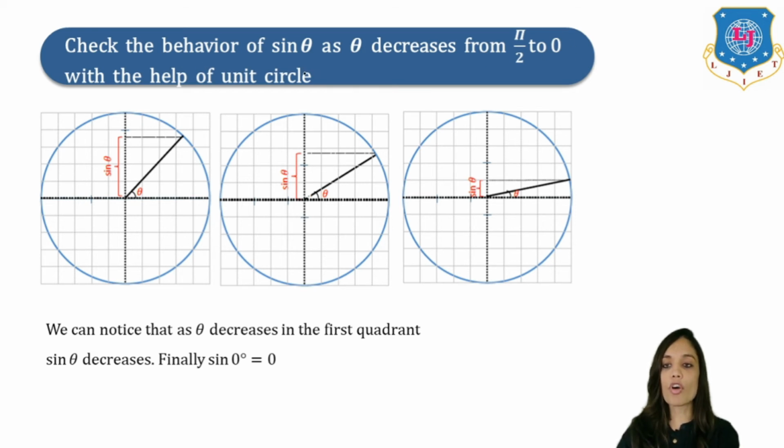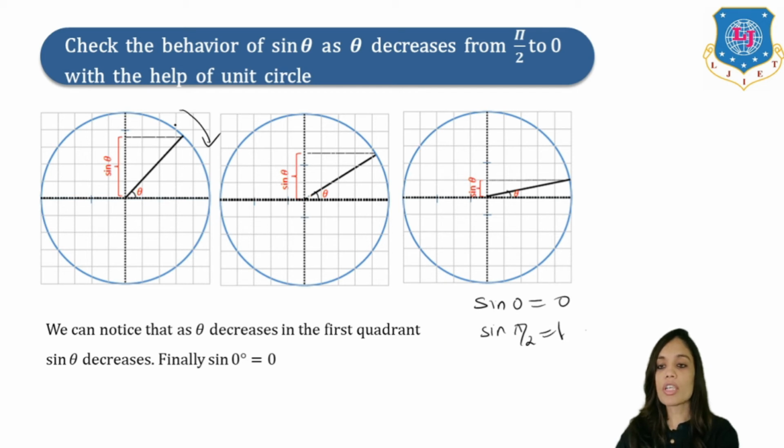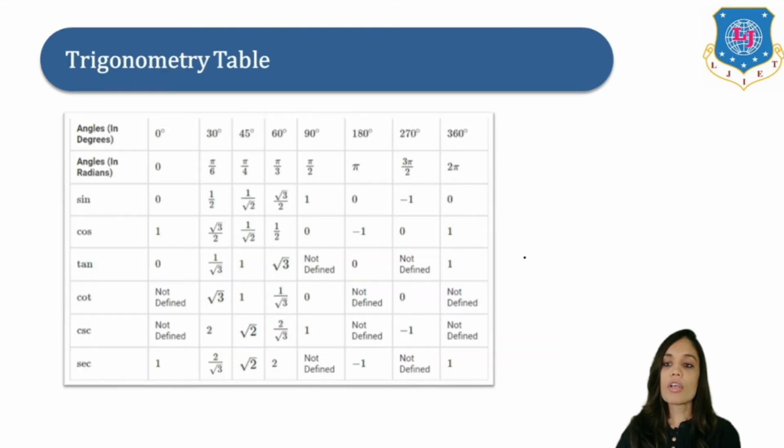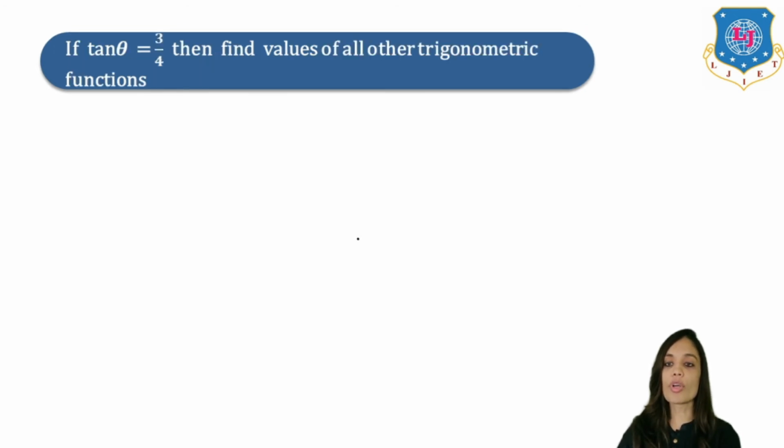Fine. Now let us similarly check the behavior of sine theta as theta decreases from pi by 2 to 0 with the help of unit circle. You have to compulsorily draw these three circles and show. So let us write the values again. Sine 0 is 0, sine pi by 2 is 1, right? So as we move from pi by 2 to 0, you can see our sine theta also decreases. So we can say that as theta decreases in the first quadrant, sine theta also decreases. And finally the value of sine 0 is what? 0. Okay? So now you have to remember this trigonometric table which has angles from 0 to 2 pi, right?